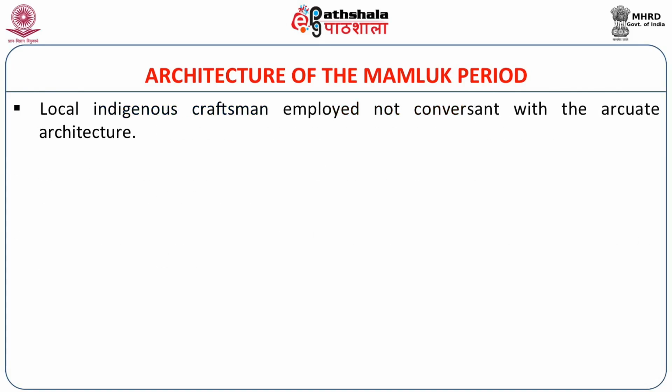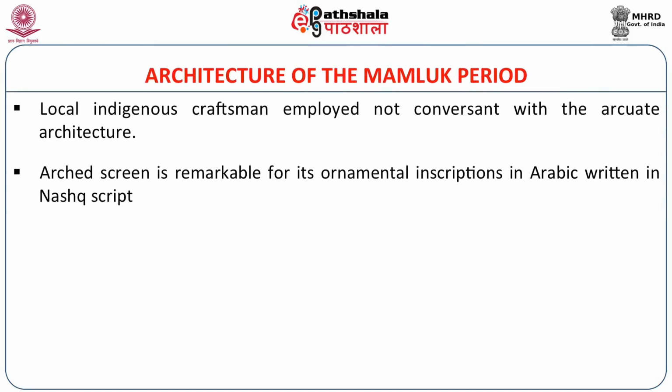The materials used in the construction of the mosque came from the spoils of pre-Islamic buildings, and local indigenous masons and craftsmen were employed, who were not very conversant with arcuate architecture. They were more conversant with the trabeate architecture of the pre-Islamic days. The arch screen is remarkable for its ornamental inscriptions in Arabic, which were written in Nash script.